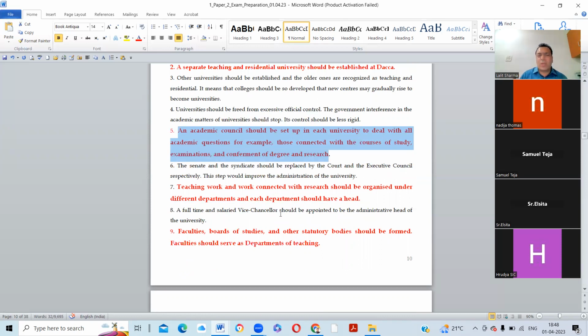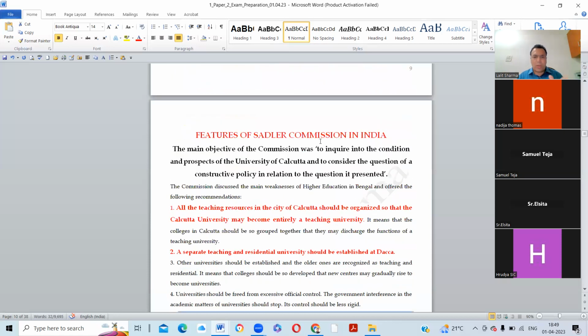Guys, we are talking about 1917, when education came and universities started. We are talking about 100 years back. At that time, universities were not organized, so there were a lot of problems. The commission basically reviewed that university system. You have to write this.